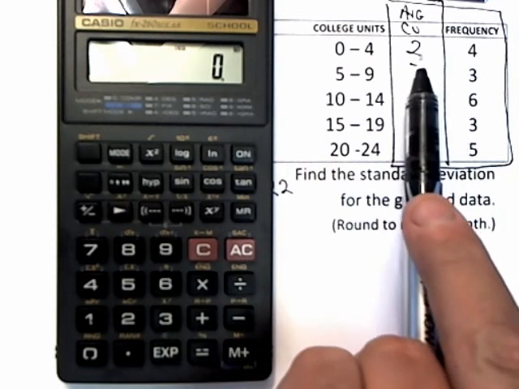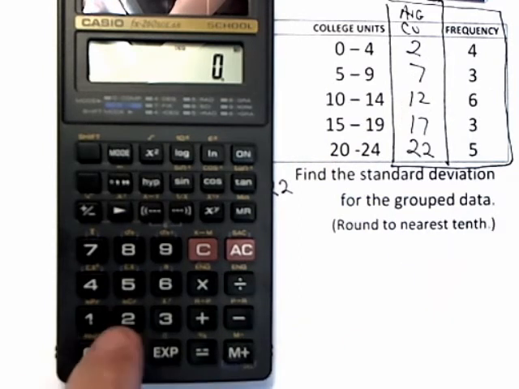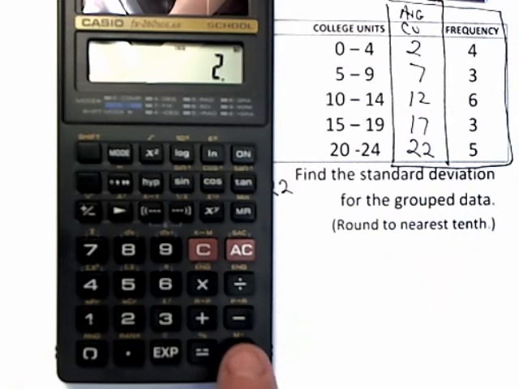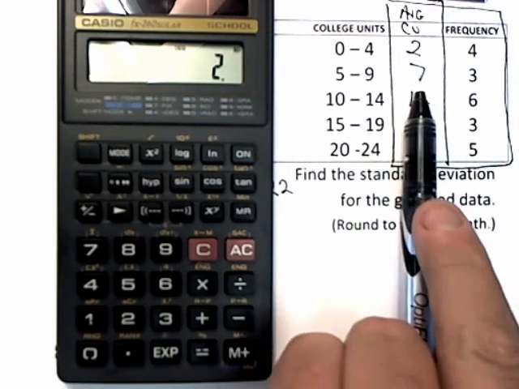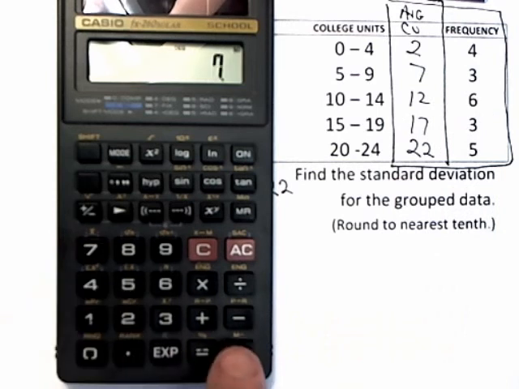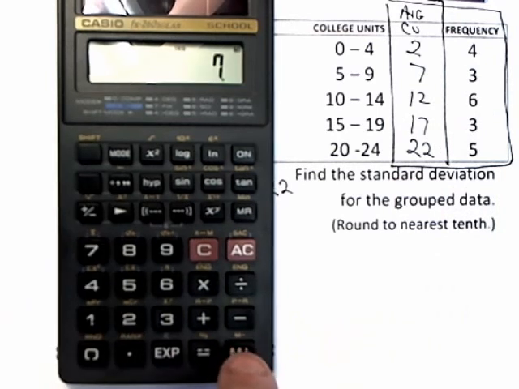I want to enter the number 2 4 times. So I have 2, and I can hit M plus 4 times. 1, 2, 3, 4. Or you can use a shortcut method that I showed you earlier, but right now I'm going to stick with that. Then I want to enter 7 3 times. I do 7, 1, 2, 3.